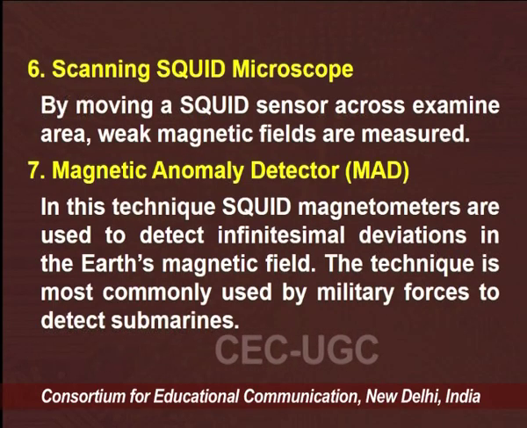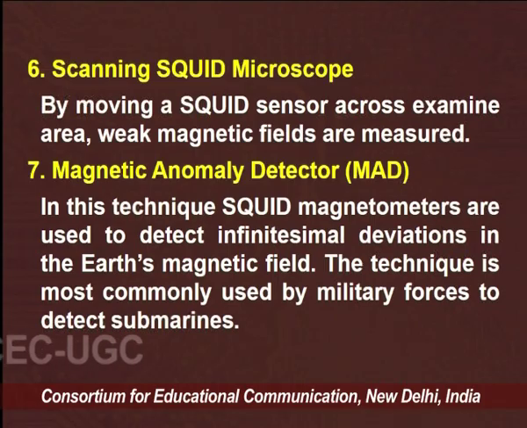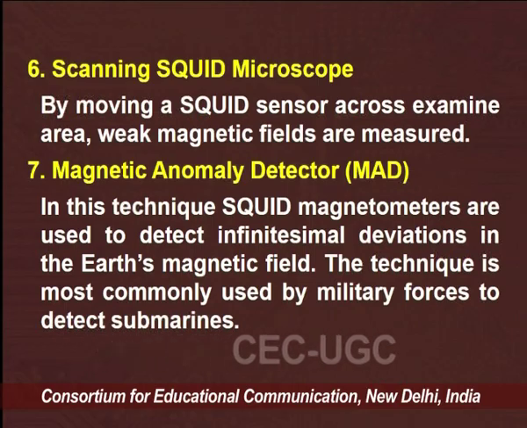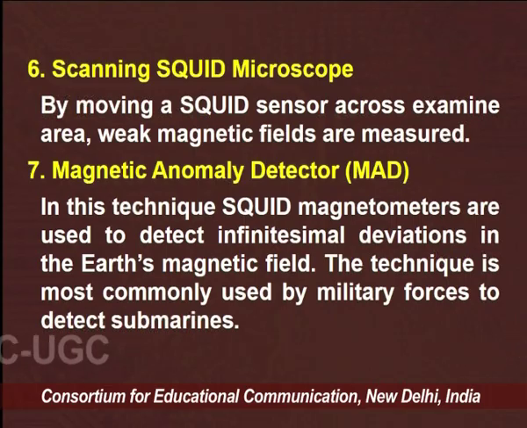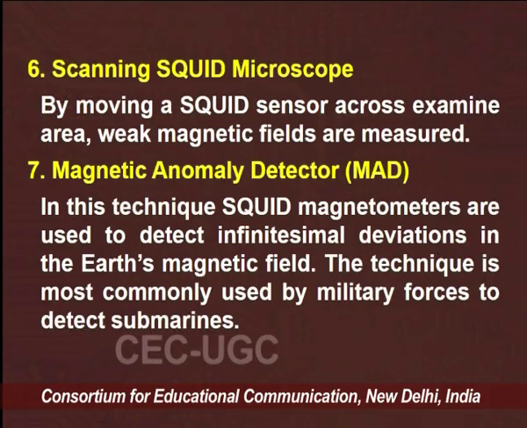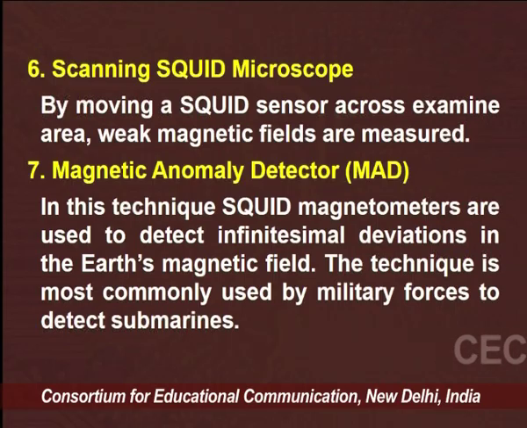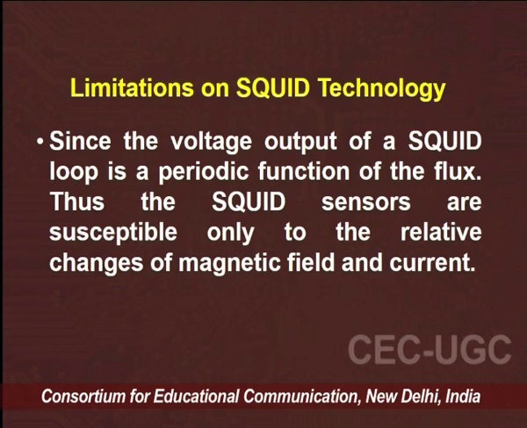By moving a SQUID sensor across and examining an area of weak magnetic field, it is measured through the scanning SQUID microscope. In another technique, SQUID magnetometers are used to detect infinitesimal deviations in the Earth's magnetic field. This technique is most commonly used by military forces to detect submarines, and is the magnetic anomaly detector, that is MAD. Now what are the limitations of the SQUID technology?